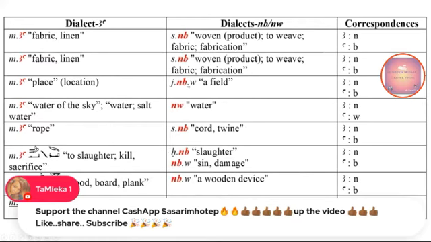And so what happens is that between two vowels, any of the labials becomes W. So that's why you'll see an interchange between B and W sometimes. So marak, rope, seneb, cord, twine. Marak, to kill, to slaughter, sacrifice. Haneb, slaughter. Nebu, sin, damage. Barahu, wood, board, plank. Nebu, a wooden device. Barahuwa, a kind of wood.